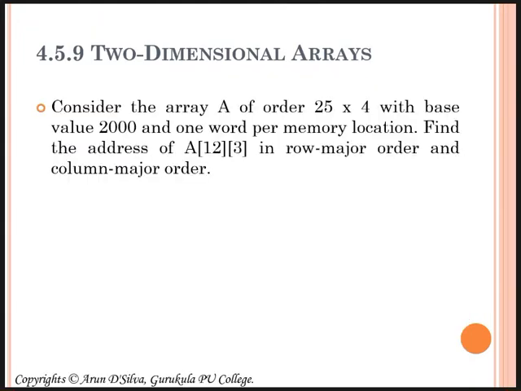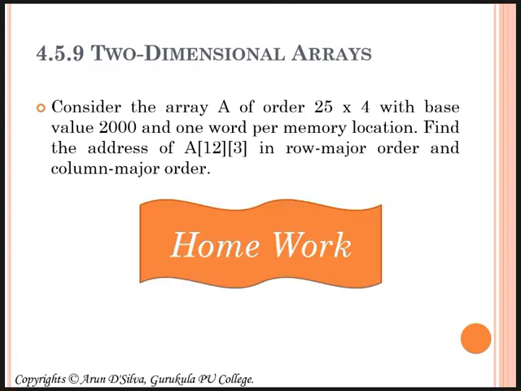Moving forward, consider the array A of order 25 cross 4 with the base value 2000 and 1 word per memory location. W value is 1. Find the address of A of 12 and 3 in row major order as well as column major order. Dear friends, this is for your homework. Do it and revert back to me with the answer you get.